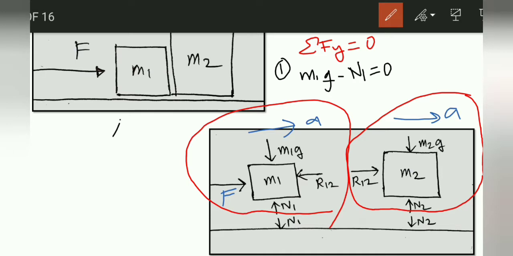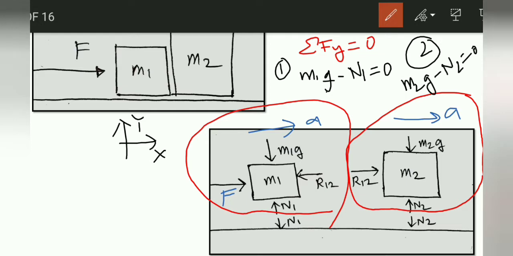Suppose this is my x-axis. Let me define the axis. This is the x-axis and this is the y-axis. So along the y-axis, m1g, I'm taking it as downward as positive. We can take anything. And upward as negative. m1g minus N1 is equal to 0. And for block 2, I can take m2g minus N2 is equal to 0. That gives N1 is equal to m1g and N2 is equal to m2g. Both should be equal because there is no acceleration in the y direction.